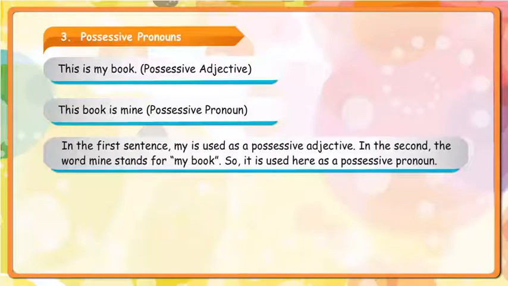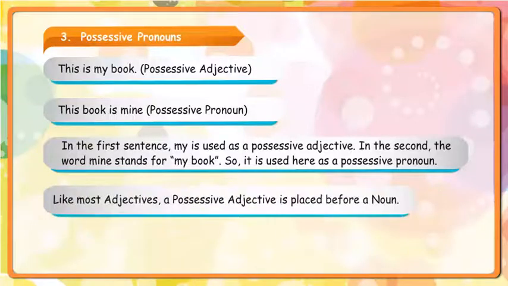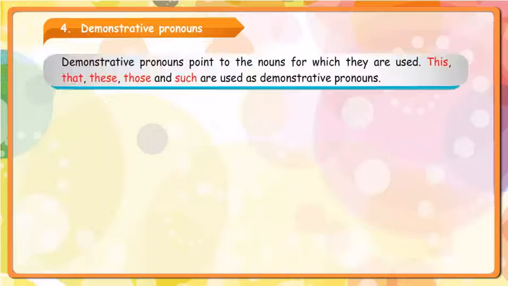In the first sentence, my is used as a possessive adjective. In the second, the word mine stands for my book, so it is used here as a possessive pronoun. Like most adjectives, a possessive adjective is placed before a noun. Demonstrative pronouns. Demonstrative pronouns point to the nouns for which they are used. This, that, these, those, and such are used as demonstrative pronouns.